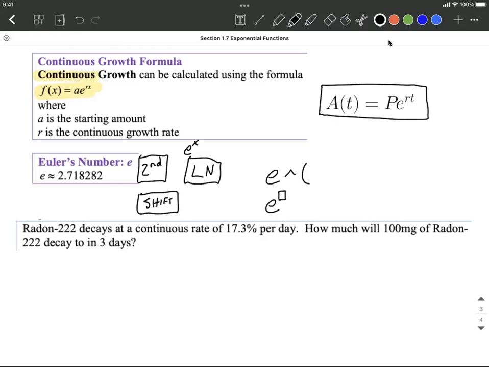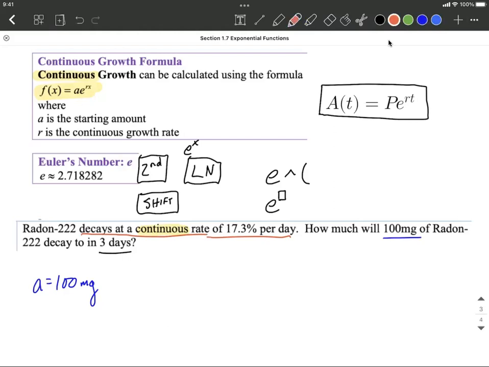So let's work on a problem with this. Let's try radon 222 decays, keyword there, at a continuous, another big keyword that's pointing us towards the right formula, at 17.3% per day. How much will 100 milligrams of radon 222 decay to in 3 days' time? So, lining up the components of our formula, the first thing is we'd like to know how much do we start with. Well, it tells us we have 100 milligrams. So that's going to be a value for our A. So 100, and this will be in milligrams. So our solution, what comes out of this formula, is also going to be in milligrams.